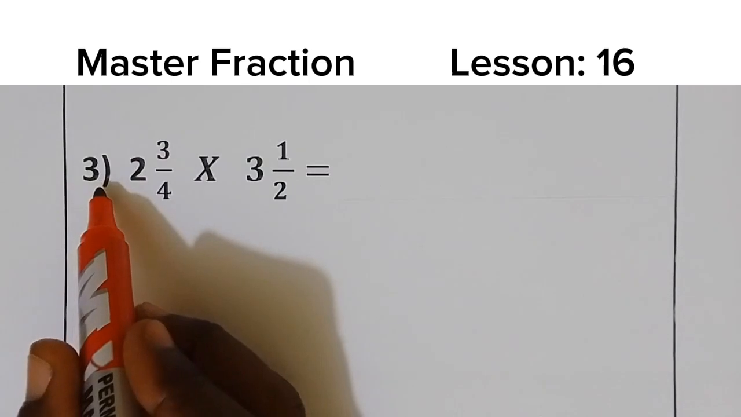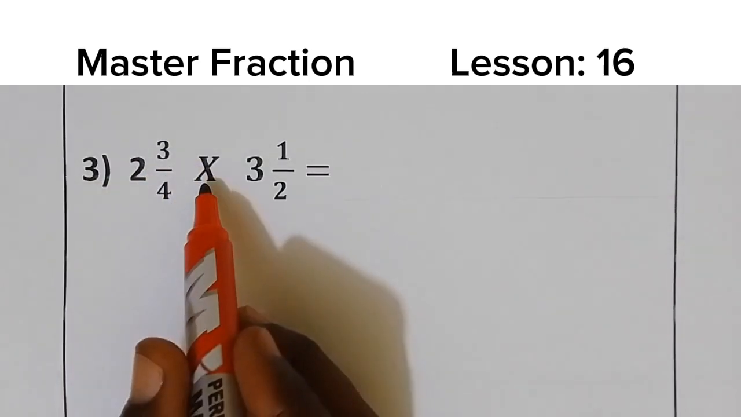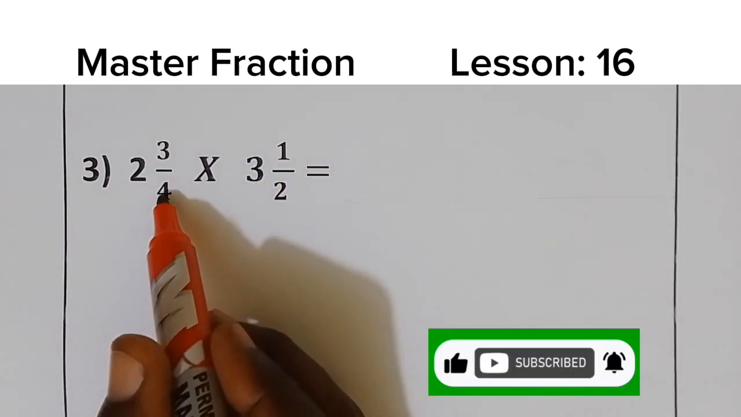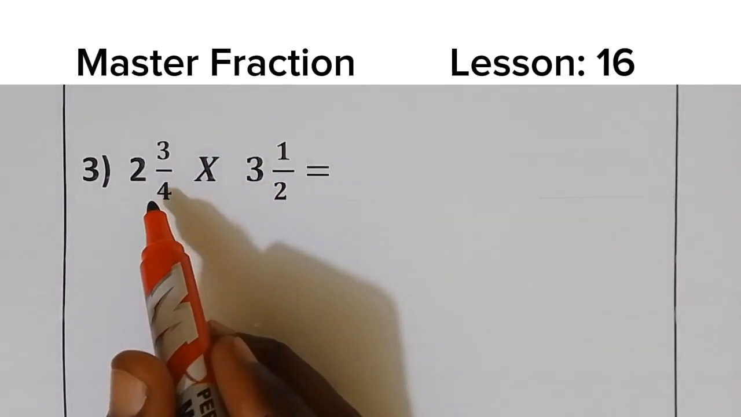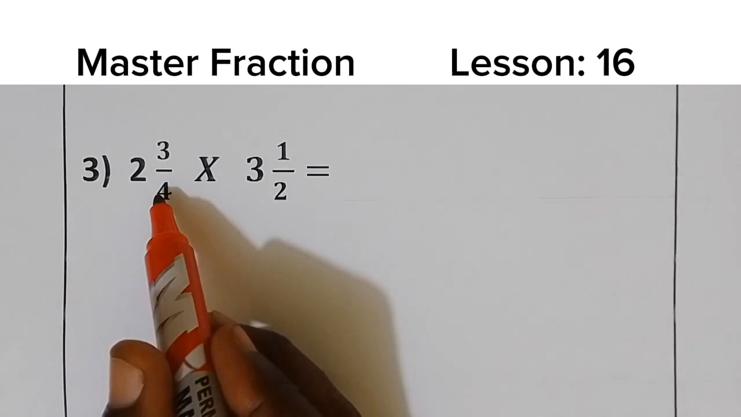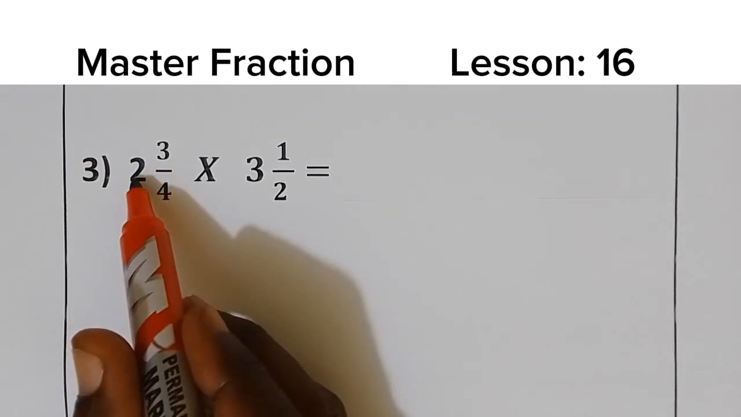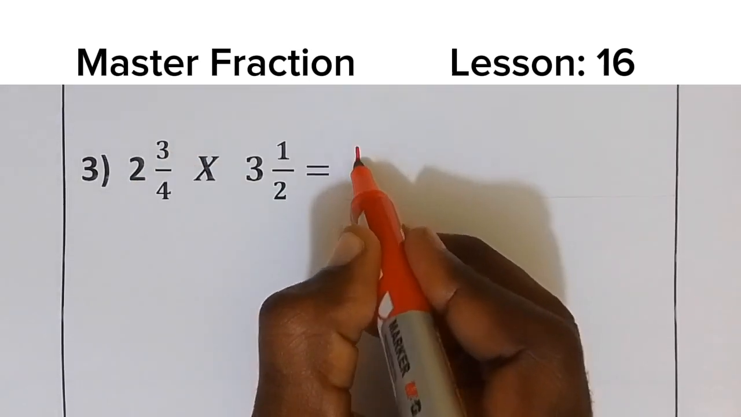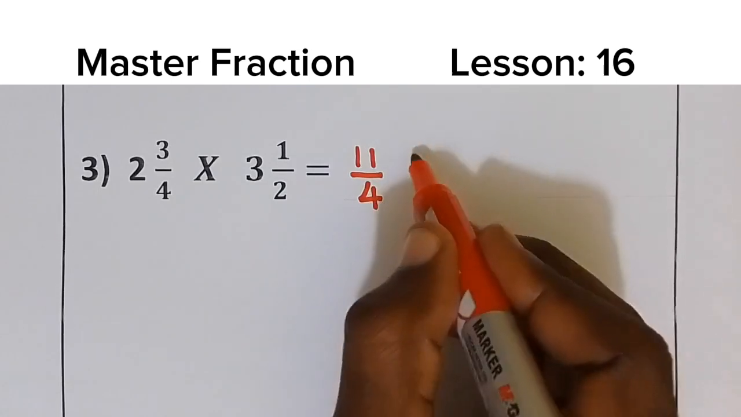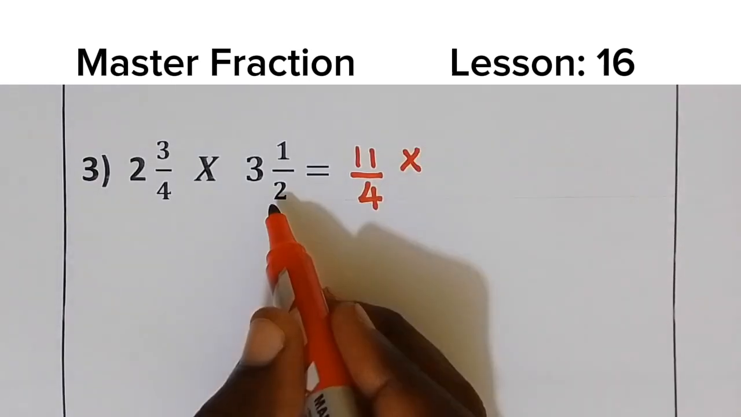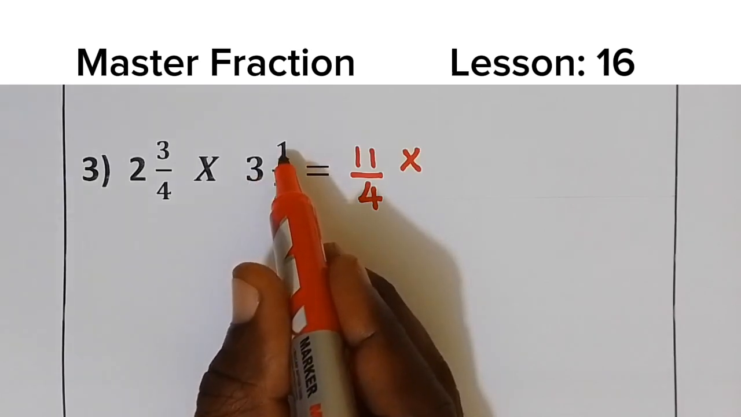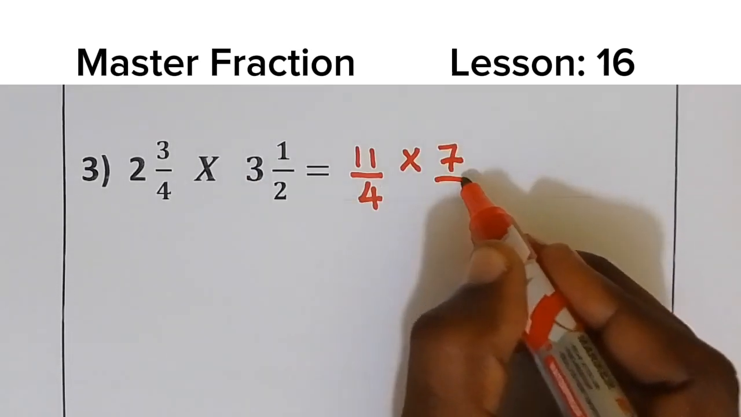Let's go to question number 3. We have 2 3/4 multiplied by 3 1/2. First, we are going to change these mixed numbers into improper fractions. Already we understand how to change a mixed number into an improper fraction, so I'll do it directly here. 4 multiplied by 2, 8, plus 3, we get 11. This is equal to 11 over 4, multiplied by 2 multiplied by 3, we get 6, plus 1, we get 7. It is 7 over 2.